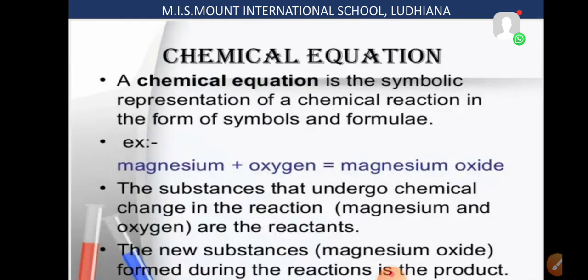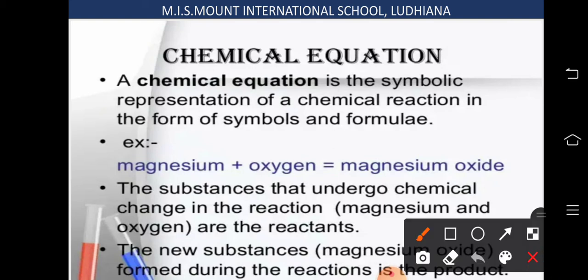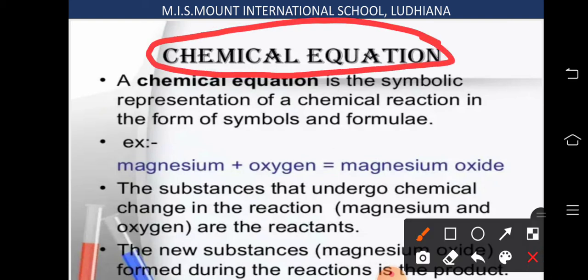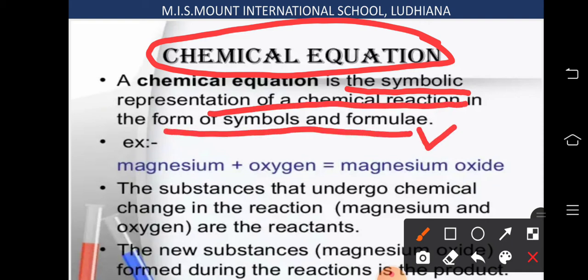Now each chemical reaction can be written on a piece of paper, by using some symbols, by using some words, and that we call a chemical equation. Students, there is a bit of difference between a chemical reaction and a chemical equation. Chemical reaction is what happens, and chemical equation is its representation. A chemical equation is the symbolic representation of a chemical reaction in the form of symbols and formulas. Like if I want to tell you that magnesium reacts with oxygen to form magnesium oxide, this is the way I can write it.